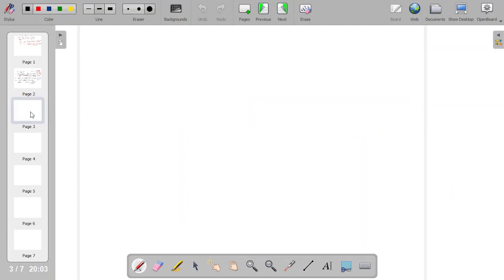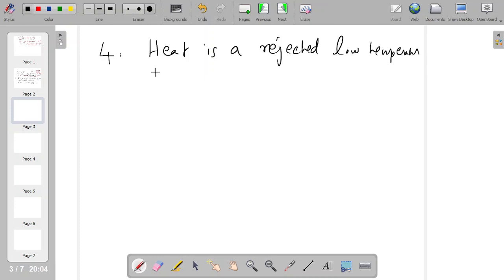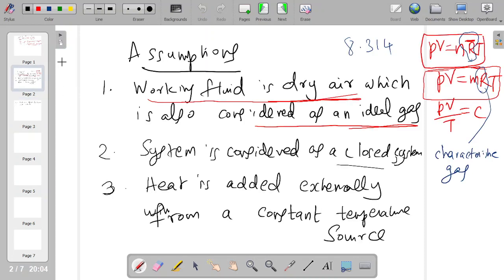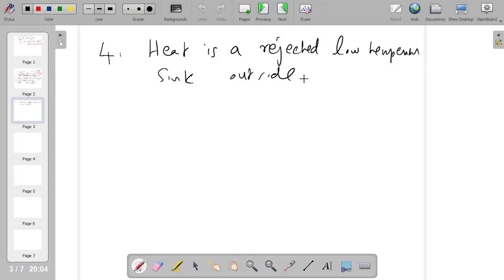And similarly we have the fourth assumption, that is heat rejection. Heat is rejected to a low temperature sink outside the system. So heat addition and heat rejection are done externally with the help of a high temperature source and a low temperature sink. And another assumption is that all the processes are considered to be reversible.